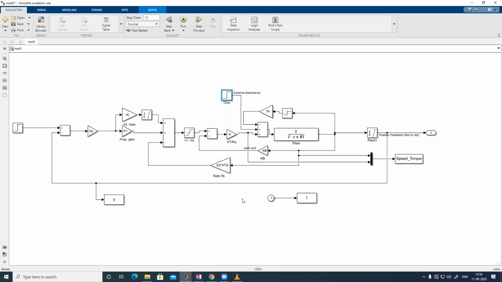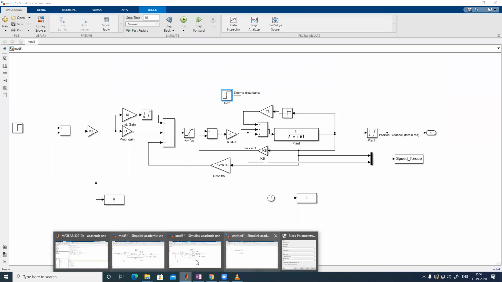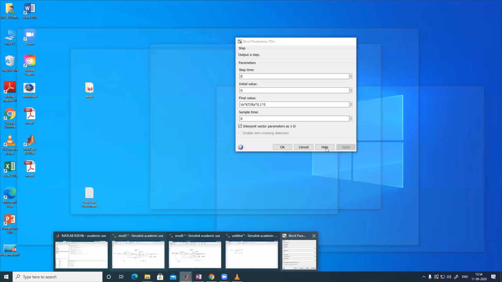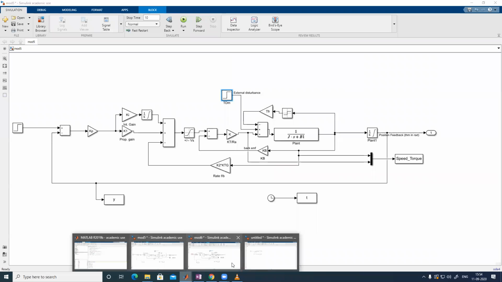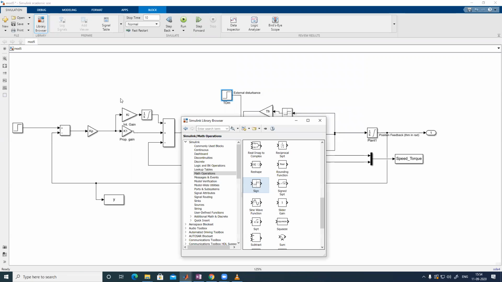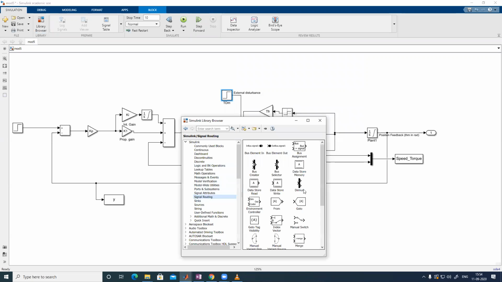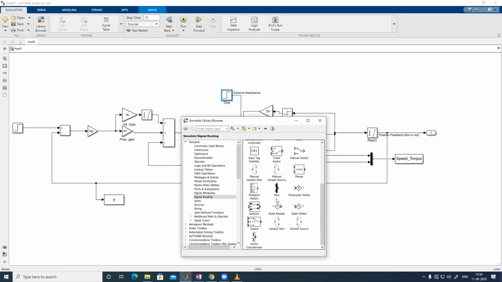Sir, that black line is MUX? Yeah, this is MUX, signal routing. In signal routing, MUX will be there. This is MUX.